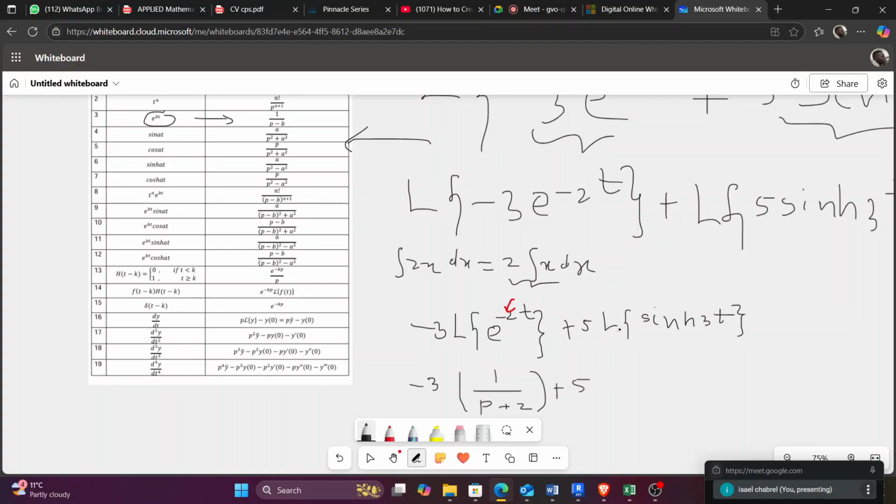You solve also for the Laplace of sinh 3t. How do you get sinh? You come to your formula sheet. Which one is it? It is this one here. So you move from left to right. All you have to do is to copy and paste the formula, as easy as you can see it. So how do we do that? The formula of sinh is a over p square minus a square.